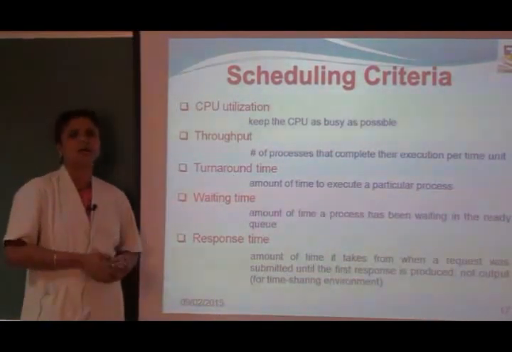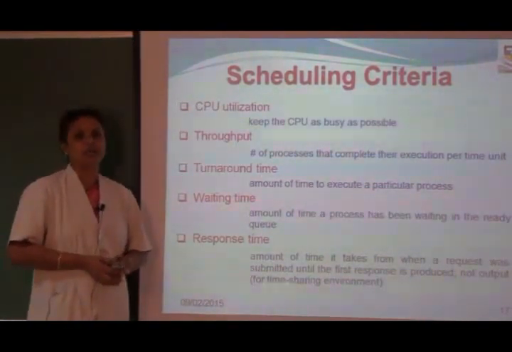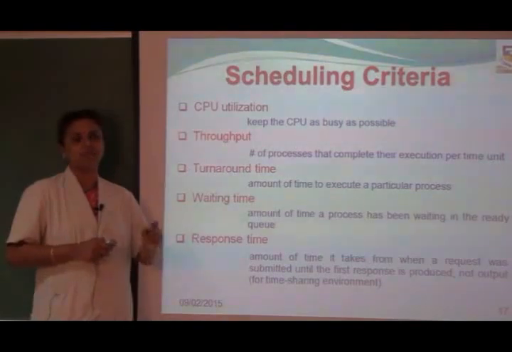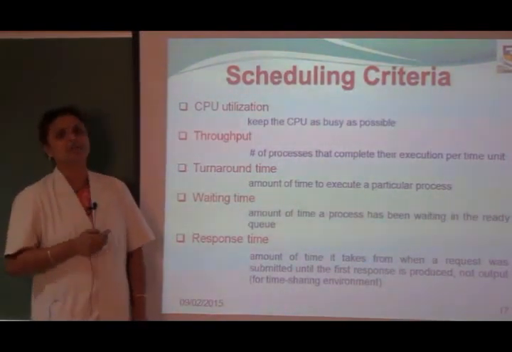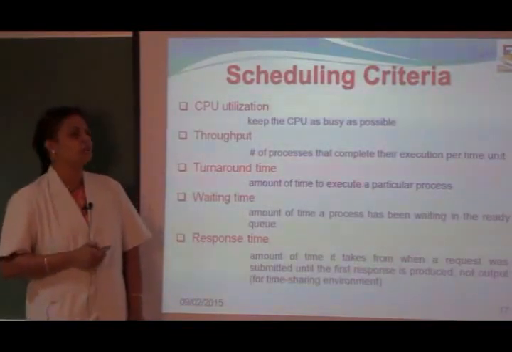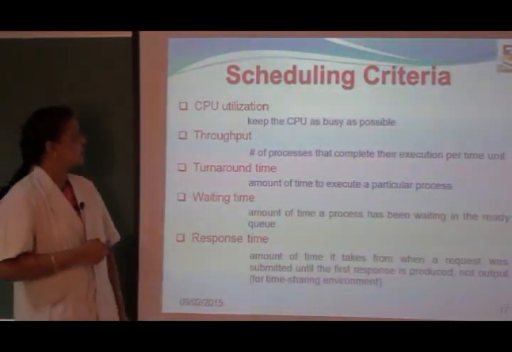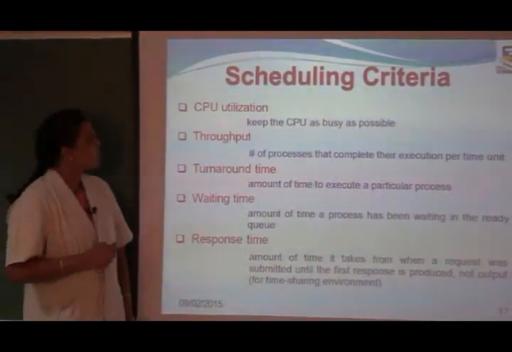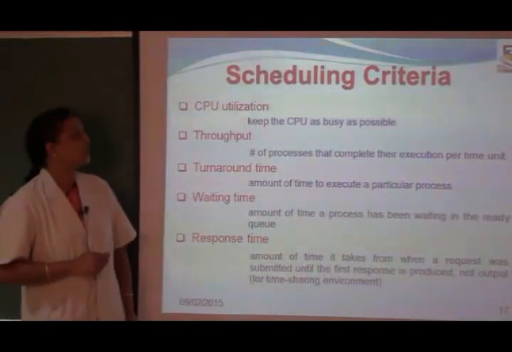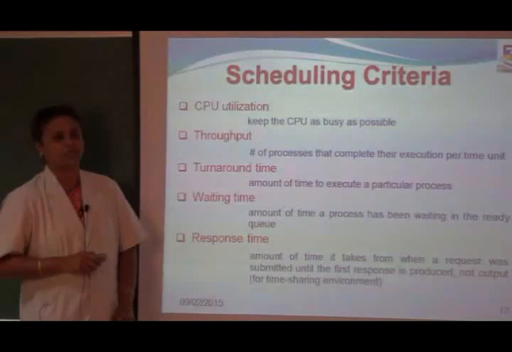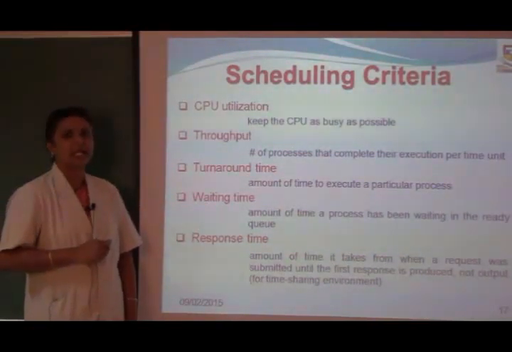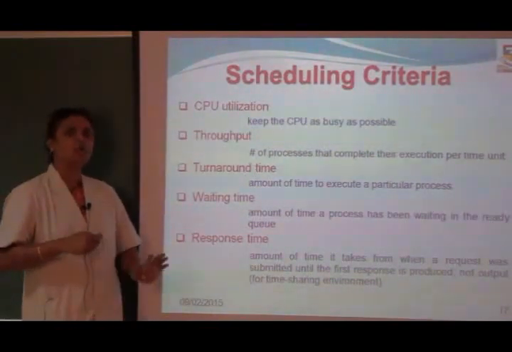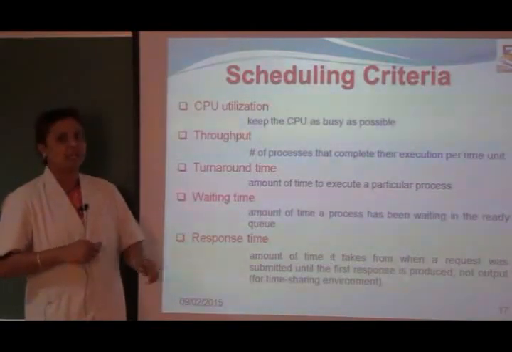So we discussed 6 different CPU scheduling algorithms. But among these CPU scheduling algorithms, we have to select the best algorithm. The performance of these algorithms is evaluated using measures like CPU utilization, throughput, turnaround time, waiting time, and response time. CPU utilization means a particular algorithm should keep the CPU as busy as possible. Throughput is the number of processes executed in a unit of time. And turnaround time is the total execution time. This includes the waiting time also.